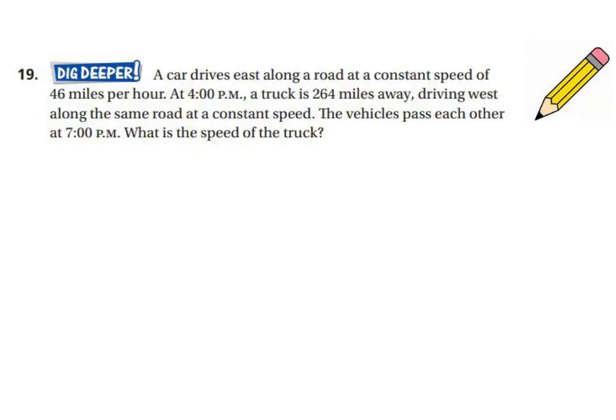Now for the last question, dig deeper. A car drives east along a road at a constant speed of 46 miles per hour. At 4 p.m., a truck is 264 miles away, driving west along the same road at a constant speed. The vehicles pass each other at 7. So let's draw a picture. East and west.